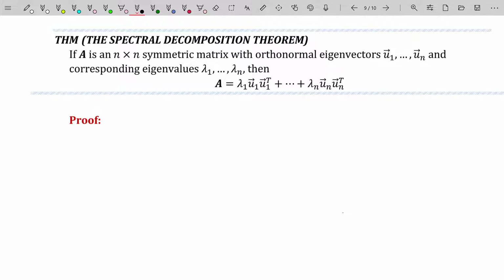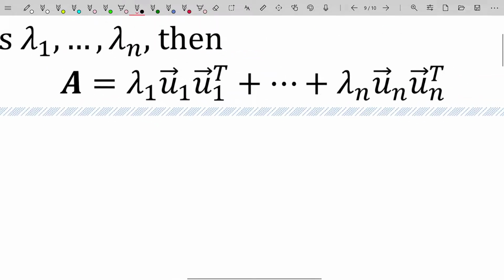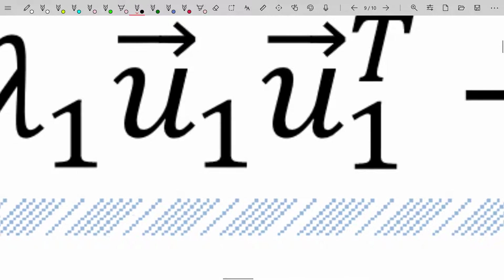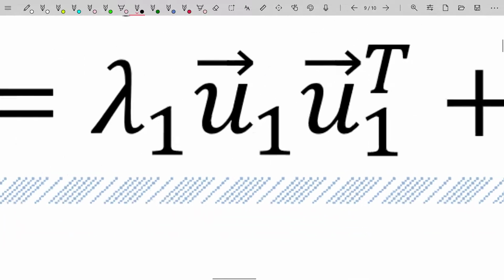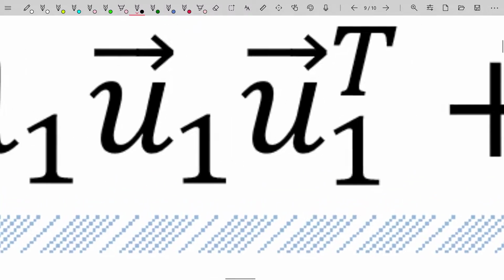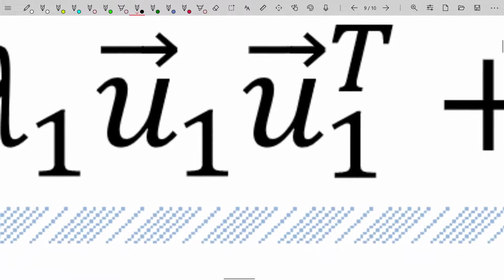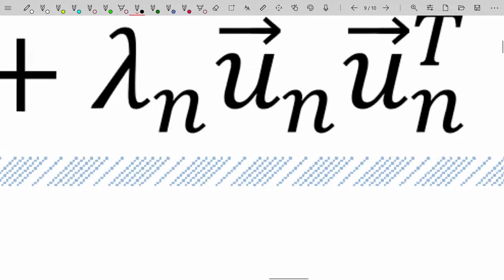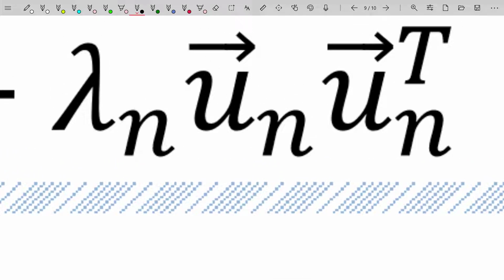Then that matrix A can be decomposed into this linear combination of matrices right here. It's lambda 1 times, if u sub 1 is the eigenvector associated with lambda 1, u sub 1 times u sub 1 transpose. That's actually an n by n matrix. And that pattern continues all the way until you get to lambda sub n, and that eigenvalue can be multiplied against its eigenvector, u sub n times u sub n transpose, which again is a matrix.